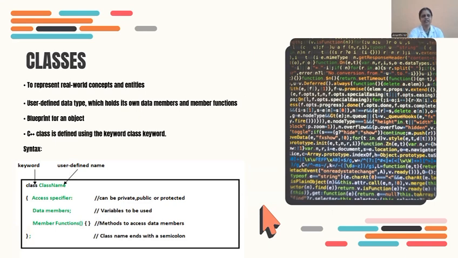So this is the syntax of how we create a class. class is a keyword that we have discussed now, and a name should be given for each class. Within the curly braces we represent the access specifiers, data members and member functions, and we have to give a semicolon at the end to represent the end of the class.